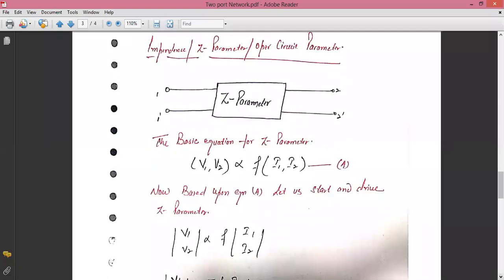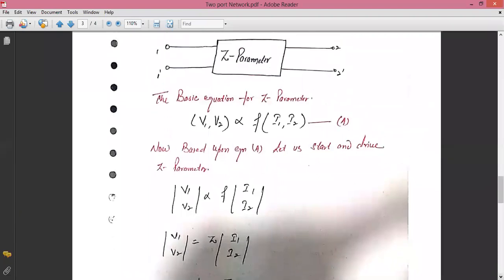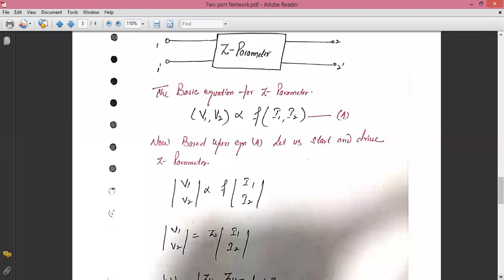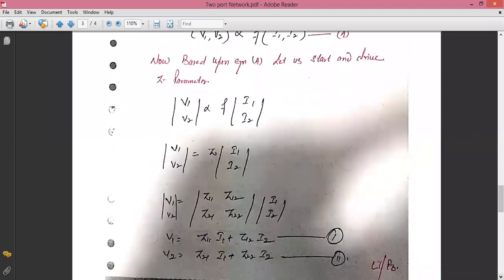Yes, sir. Okay. Now what I have to do, as we know, when we shift the constant of proportionality, we have to add a certain value. So we can say that V1 and V2, I can interchange the constant of proportionality with the value Z. So we have a Z, and on the other side you have I1 and I2. Now we know this Z basically comprises four main factors, that is Z11, Z12, Z21, Z22. So what I have to do, I can simply open this matrix.